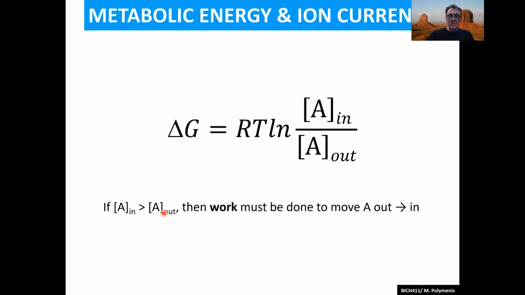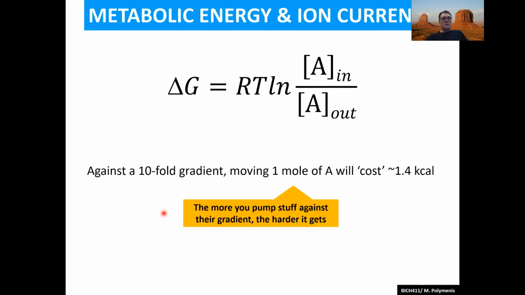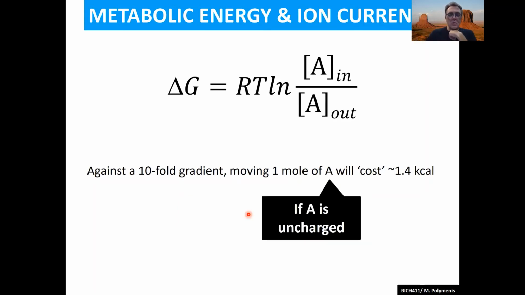So that's obvious. How much work? You can again calculate it. If you know the concentrations, these are the constants. And for 1 mole of A, it will cost you about 1.4 kilocalories per mole. That's a delta G cost. In this case, it will be positive, because you have to do work, which is a fancy way of saying that the more you pump stuff against the gradient, the harder it is to get the next batch pumped out. It gets harder and harder progressively as you keep doing this.